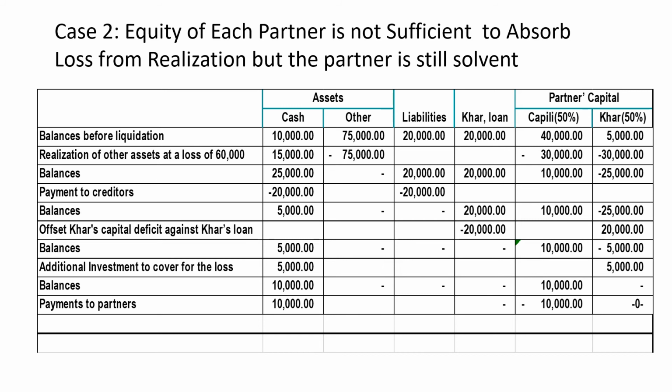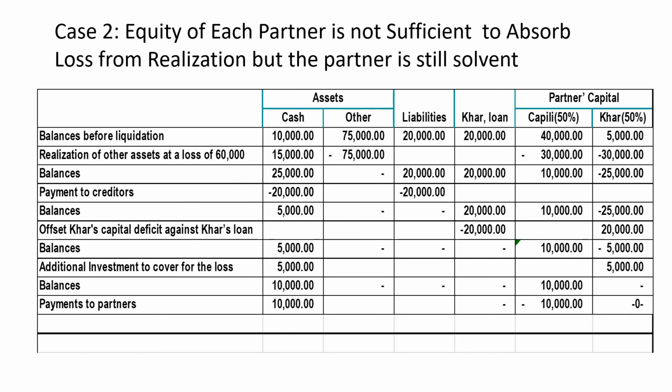So for Kapili capital, it's now less 30 and car capital less 30. So the balance would now be cash 25,000, other assets 0, liabilities still 20, car loan 20, Kapili capital 10,000, car negative 25. So payment to creditor, since we still have enough money to pay the creditor, we would have now 20,000 less 20,000 to cash and less 20,000 to liability. So the balance would now be cash 5,000. No more other asset, no more liabilities. Car loan is still 20,000. Kapili capital is still 10,000. Car is now negative 25,000.